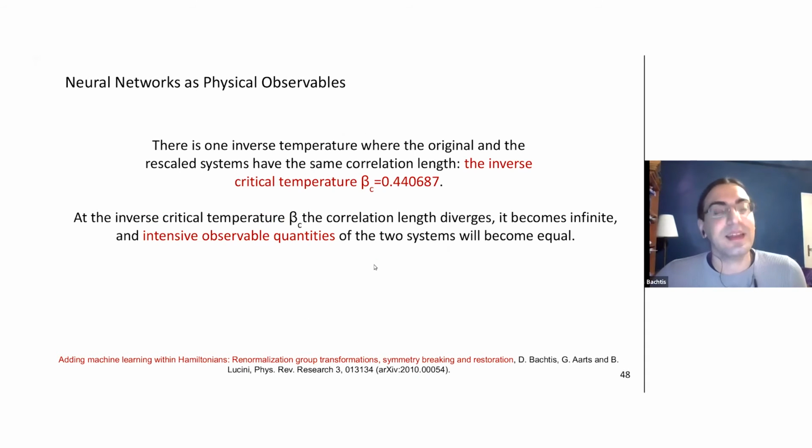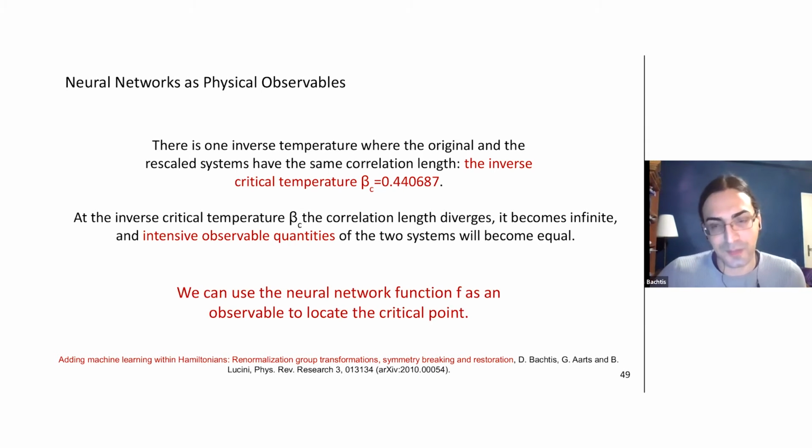However, there exists a certain inverse temperature where the correlation length is equal for the two systems, and that's the inverse critical temperature. At the inverse critical temperature, the correlation length diverges, it becomes infinite or 0, and intensive observable quantities of the two systems will become equal. So in a large part of the talk, I emphasized that the neural network function is unobservable in the system, so why not use it to locate the critical point?